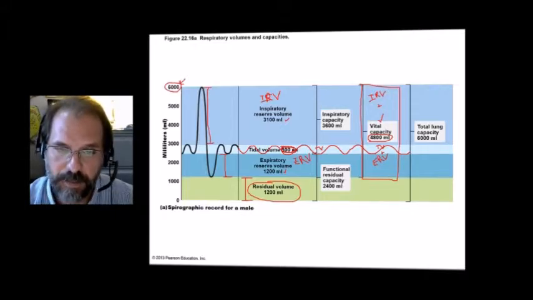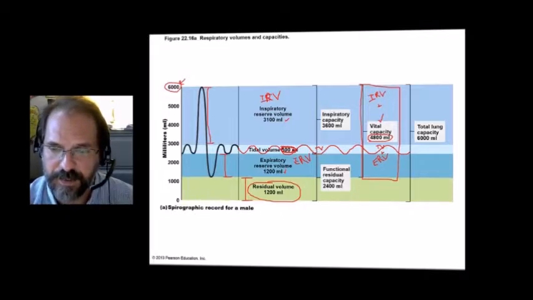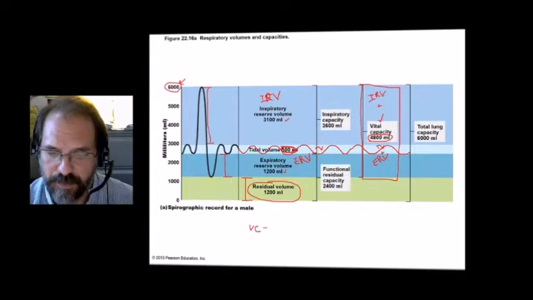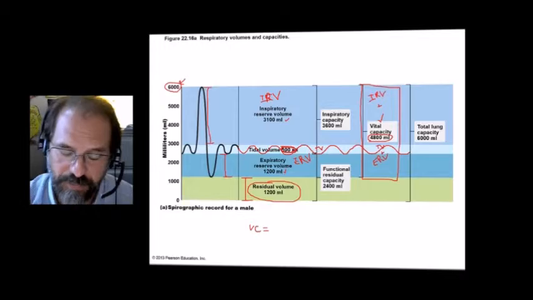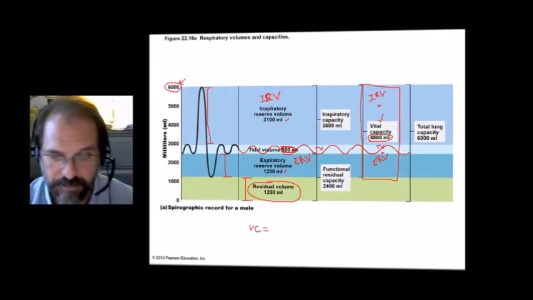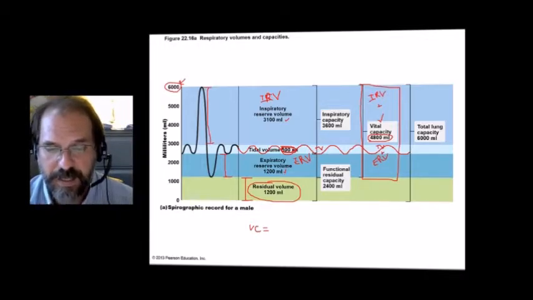You took in as big a breath as possible, so you're up here, and then you breathed out as much as you can. So you breathed out your inspiratory reserve, your tidal volume, and your expiratory reserve, and that was your vital capacity that you'll be able to record. I've done this several times, and I usually manage to get somewhere around 5.5 to 6 liters. So I have a pretty good lung volume there.